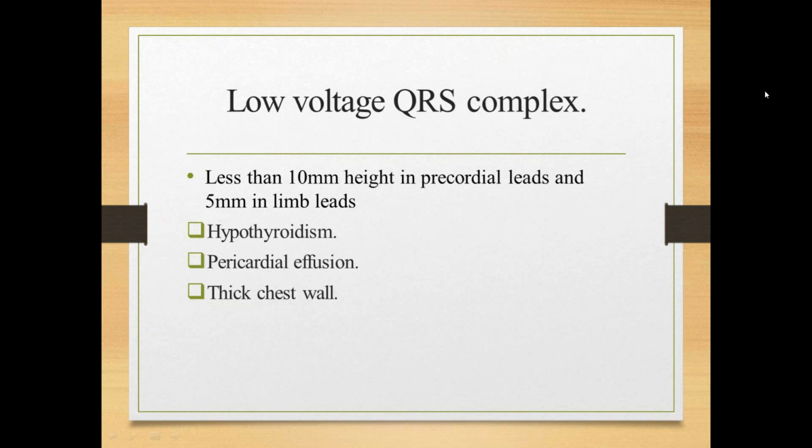As I said, we were talking about the QRS complex. If there is a low voltage QRS complex, it will be less than 10 millimeter in height in the precordial leads, that's the chest leads, and less than 5 millimeter in the limb leads. Where do you get a low voltage QRS complex? In hypothyroidism, pericardial effusion, and a thick chest wall.